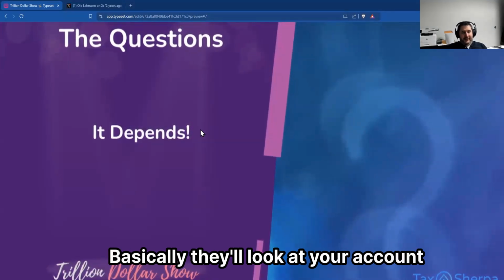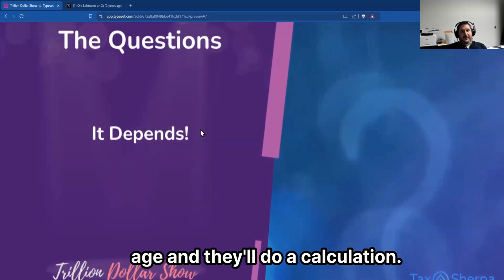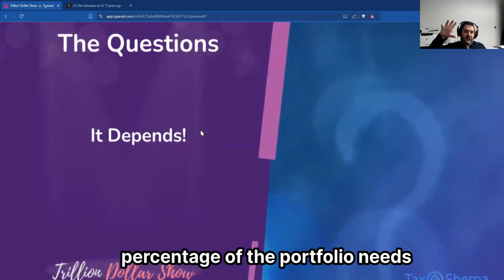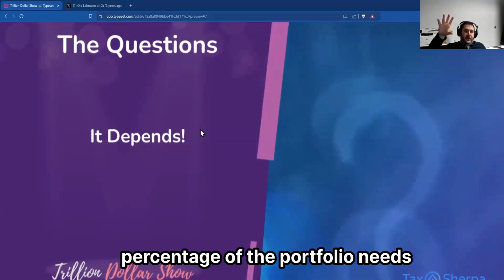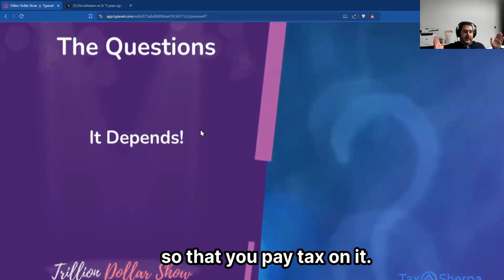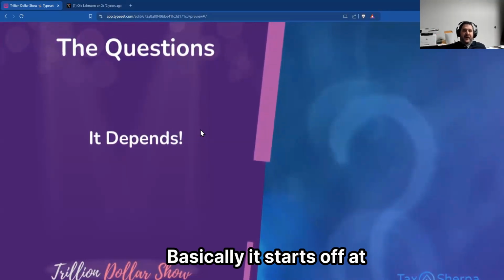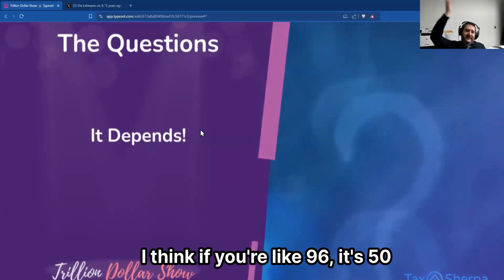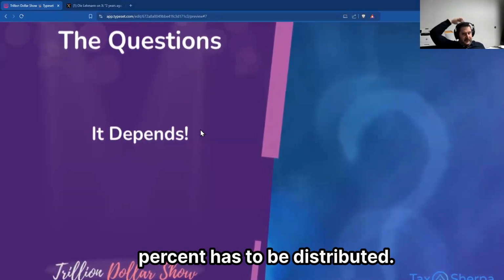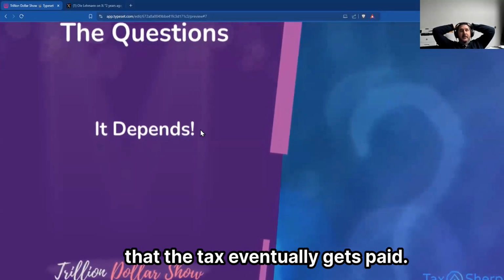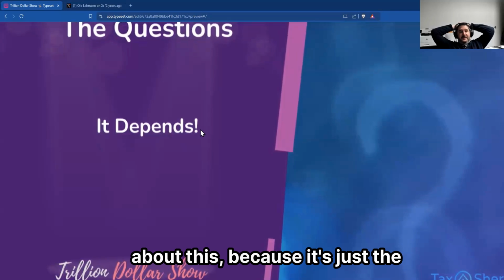Basically, they'll look at your account balance and they'll look at your age and they'll do a calculation. There's a table based on your age and what percentage of the portfolio needs to be liquidated and distributed so that you pay tax on it. It starts off at like 4% and then it graduates from there. I think if you're like 96, it's 50% has to be distributed. So basically, they want to make sure that the tax eventually gets paid. And you don't have a choice about this because it's just the law.